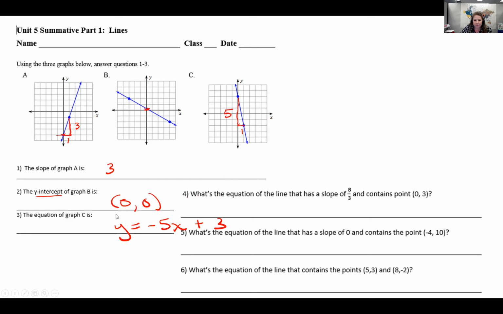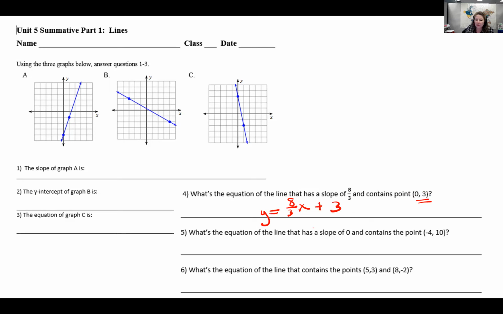What's next? What's the equation of the line that has a slope of 8/3 and contains the point (0, 3)? Well, they give us the y-intercept in this point because x is 0. When x is 0, the y value is the y-intercept. So since we already know our slope is 8/3, we're going to write y equals 8/3 x plus our y-intercept, which is positive 3.